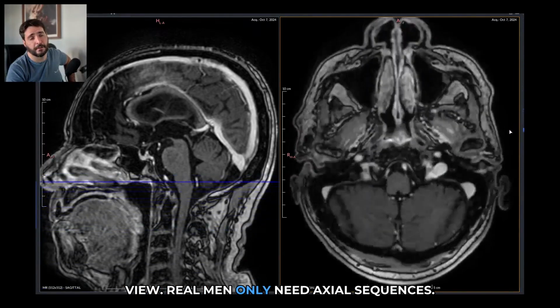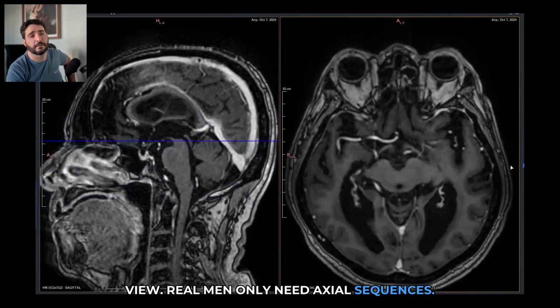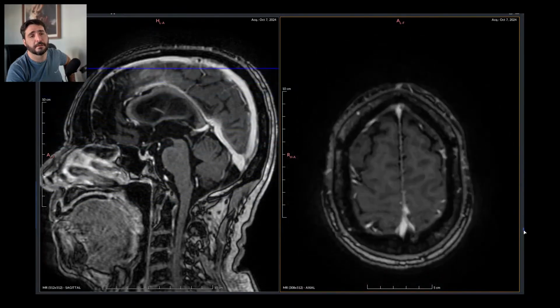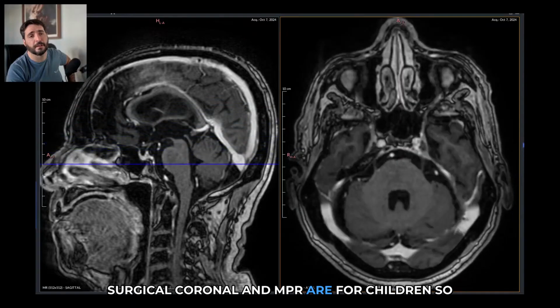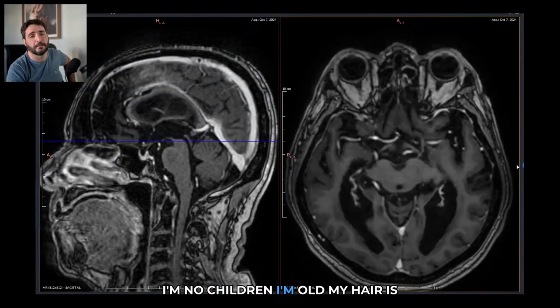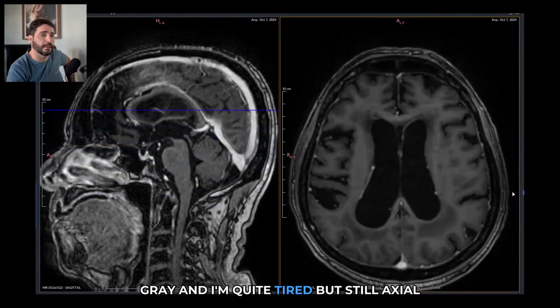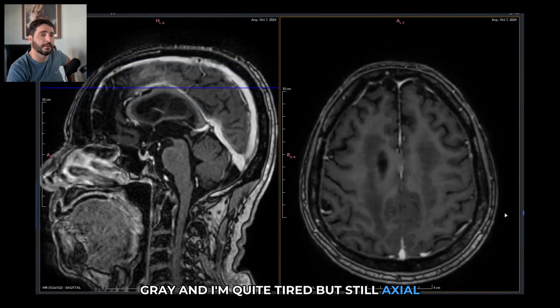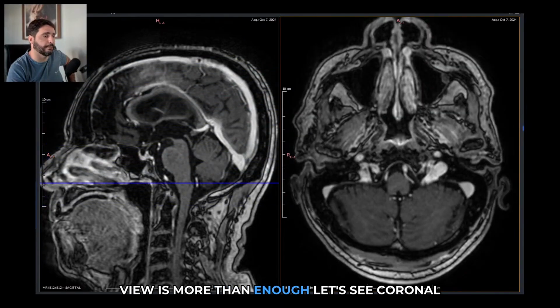Real men only need axial sequences. Sagittal, coronal, and MPR are for children. So I'm no children. I'm old. My hair is gray. And I'm quite tired. But still, axial view is more than enough.